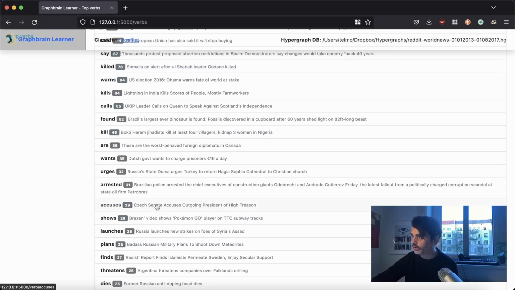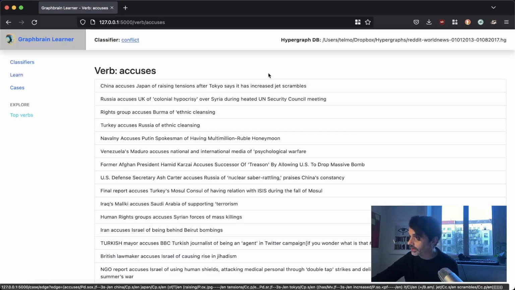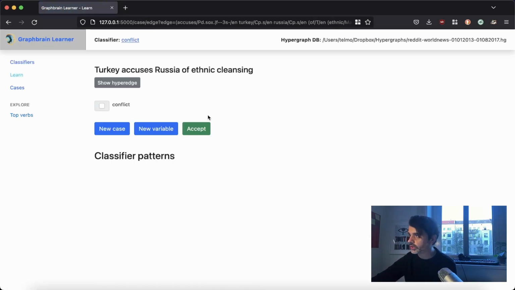So, accuses. We already see here that Czech Senate accuses outgoing president of high treason. So this is a conflict. Okay, well, this one disappeared, but we have the sample. So rights group accuses Burma. Several of these could work. It's a nice idea to pick a simple sentence to work with. Okay, Turkey accuses Russia of ethnic cleansing. So let's say this is a conflict.